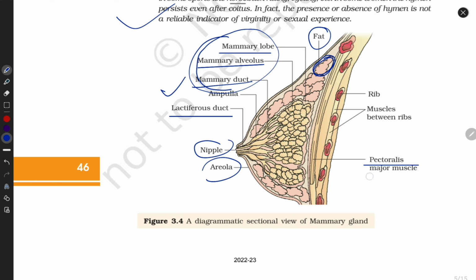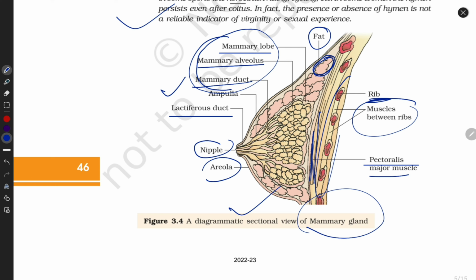Okay, pectoralis major muscles, yeah, muscles are also present here. Ribs, because where the mammary gland, the breast, is present is your chest cavity. So muscles, ribs, lungs are also located here. You can feel, yeah, because breasts are present in our chest. Ribs are present, lungs are present.